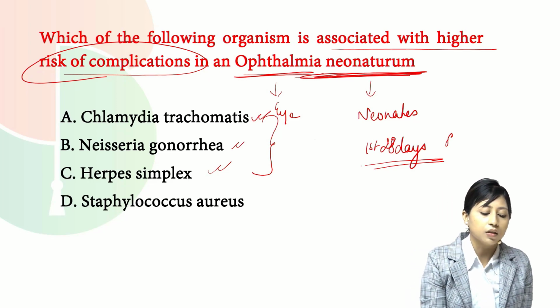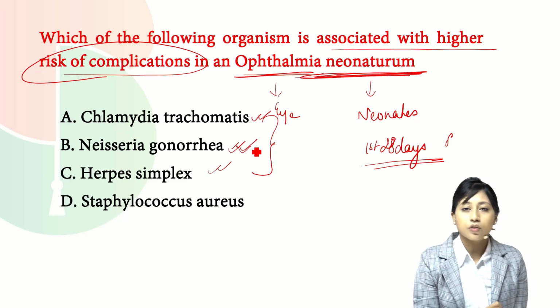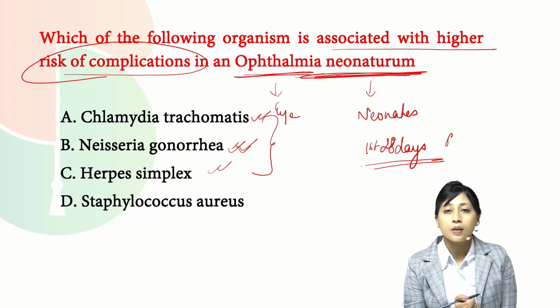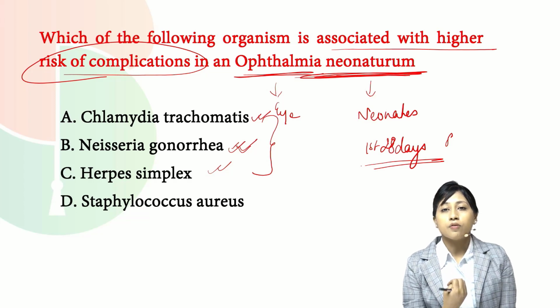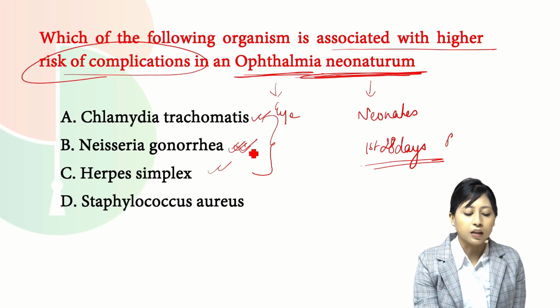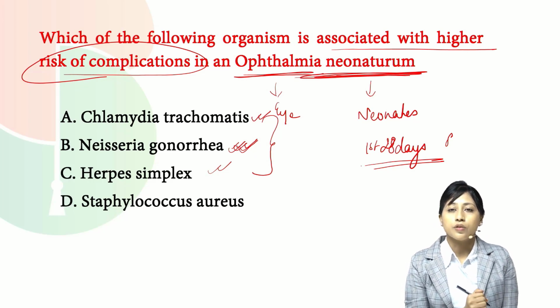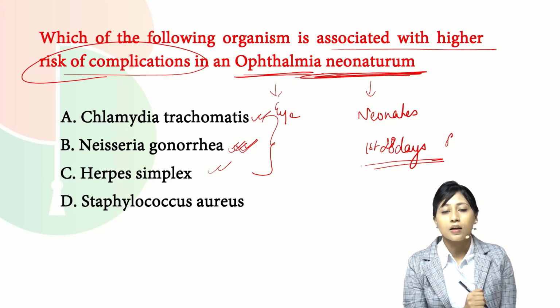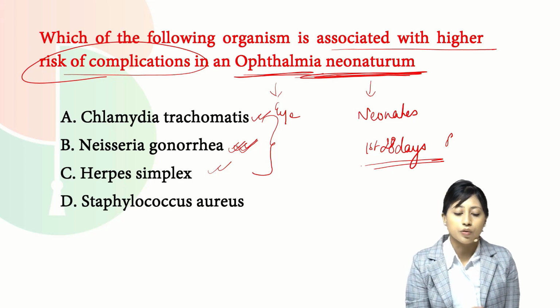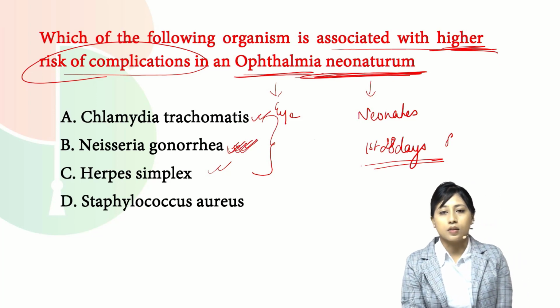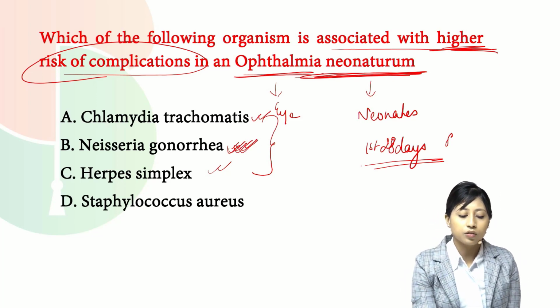Yes, Neisseria gonorrhoeae. Why Neisseria gonorrhoeae? As we saw, it was associated with copious discharge. There was very much corneal involvement, that is corneal ulcer, marginal ulcer. There was perforation, and even later in life it can cause iritis, iridocyclitis. It can even cause septicemia, endocarditis. So these are the complications. So with higher risk of complications, Neisseria gonorrhoeae is associated. So the answer is Neisseria gonorrhoeae.